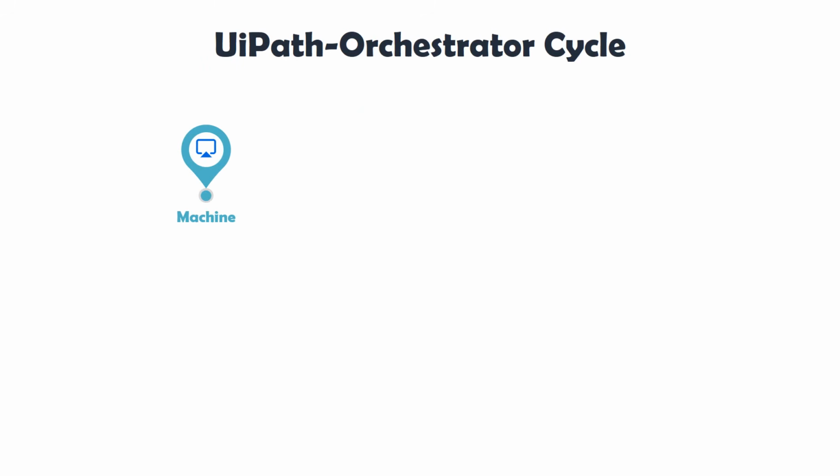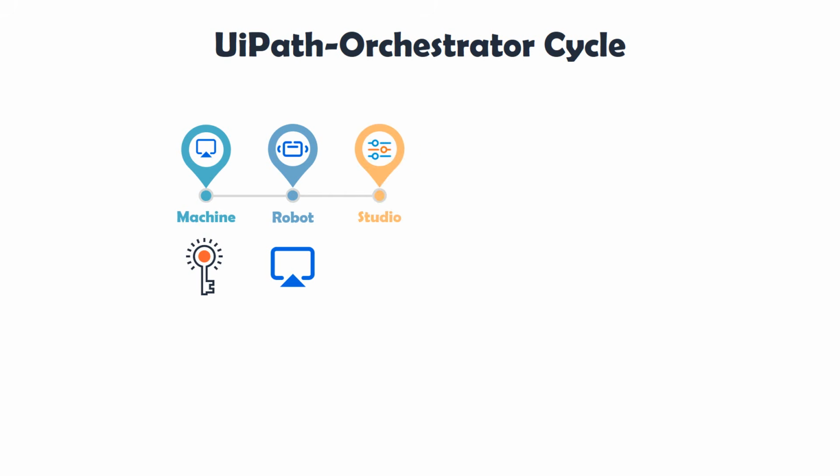First you need to create a machine. After creating the machine, a machine key will be generated. Then you have to create a robot. For this robot you need to select the machine. Here you can select the machine, which you already created. After that, you can connect your robot with UiPath Orchestrator using the machine key and the machine name.